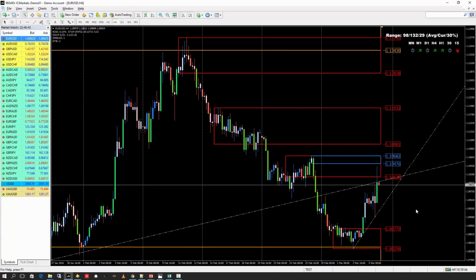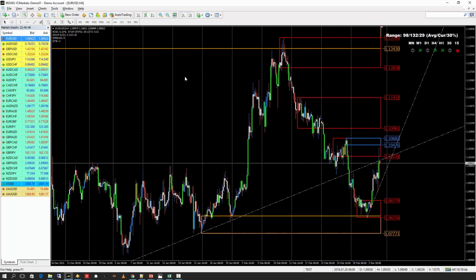So the analysis is pretty quick. It takes about 5 minutes or so to do. The bias that we can see here is that we're currently reacting on weekly demand. So we have weekly demand in control at the moment. Just be mindful that weekly demand is stronger than daily demand, which is stronger than 4-hour demand. So until price manages to move through this area of weekly demand, it is currently driving price. So we'll probably see price continue higher if this theory holds. But that's what it looks like.